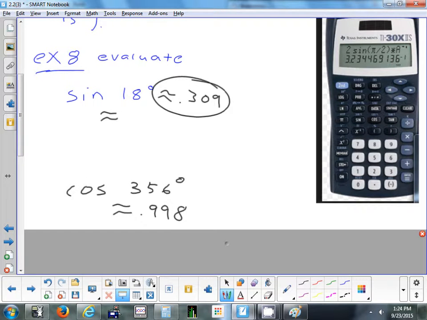Okay, any questions on that one? Is everybody familiar with that symbol? I should have mentioned that. It means approximately. It's not exactly equal, but we're rounding it.